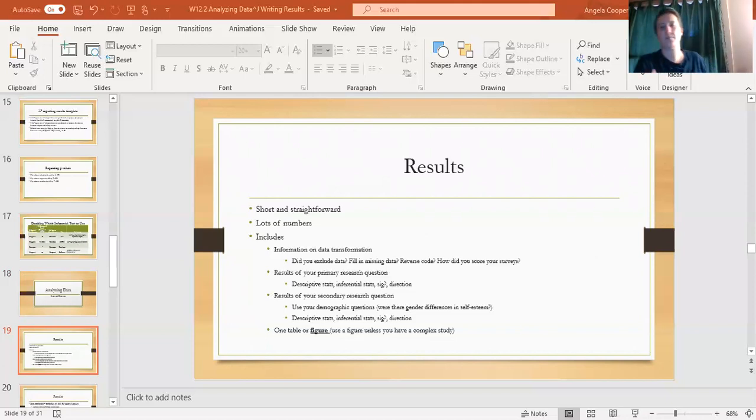So did you reverse code? And how did you score your surveys? One thing I want you guys to know is, did you have a composite score? You had multiple questions relating to your variables. You need to make sure you state, hey, we had 10 questions measuring motivation or 10 questions measuring self-esteem. What we did was, for each individual participant, we took a composite score. So we just averaged or summed, whatever you prefer. We took the composite score of each individual person.